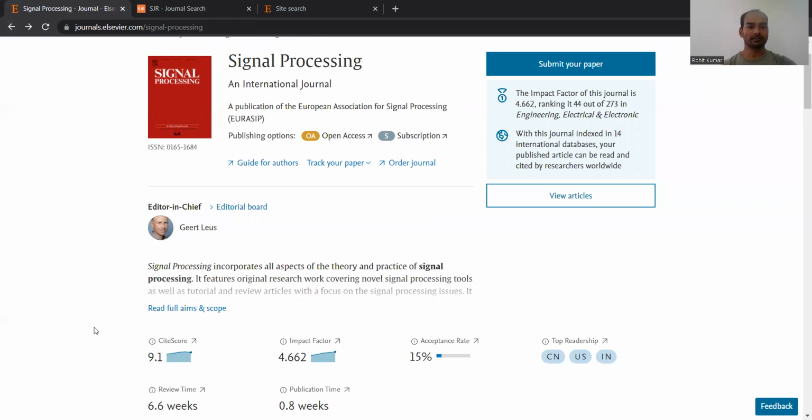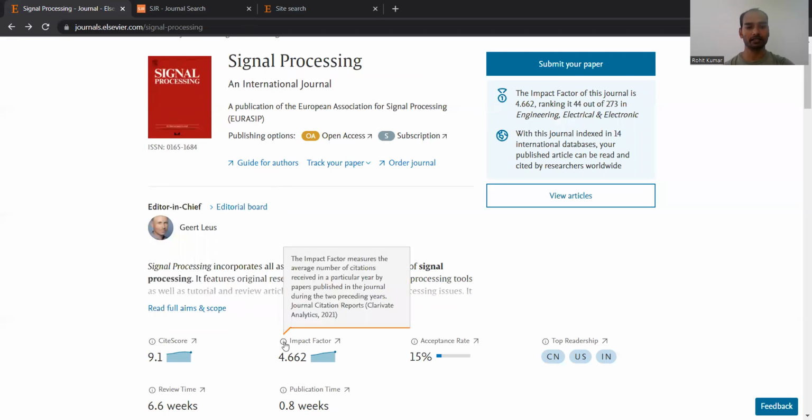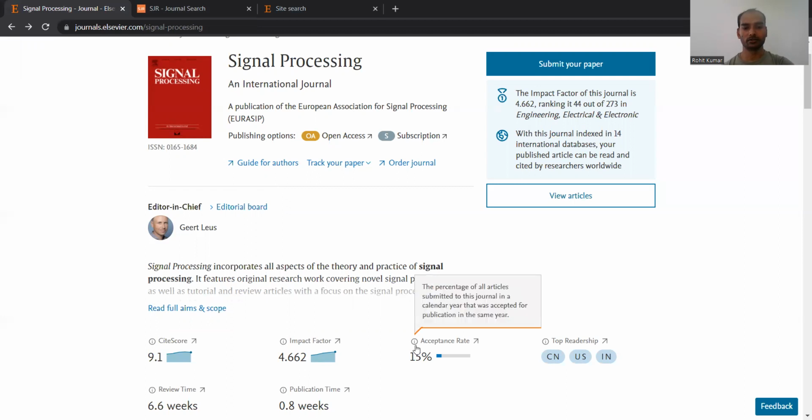Coming to the metrics, you can see the CiteScore, which measures the average citations received per peer-reviewed document in this journal. It is 9.1. Then the impact factor, which measures the average number of citations received in a particular year by papers published in the journal during the 2 preceding years, is 4.662. The acceptance rate is 15%, which is tougher in comparison to most of the journals. So you cannot easily get accepted into this particular journal.